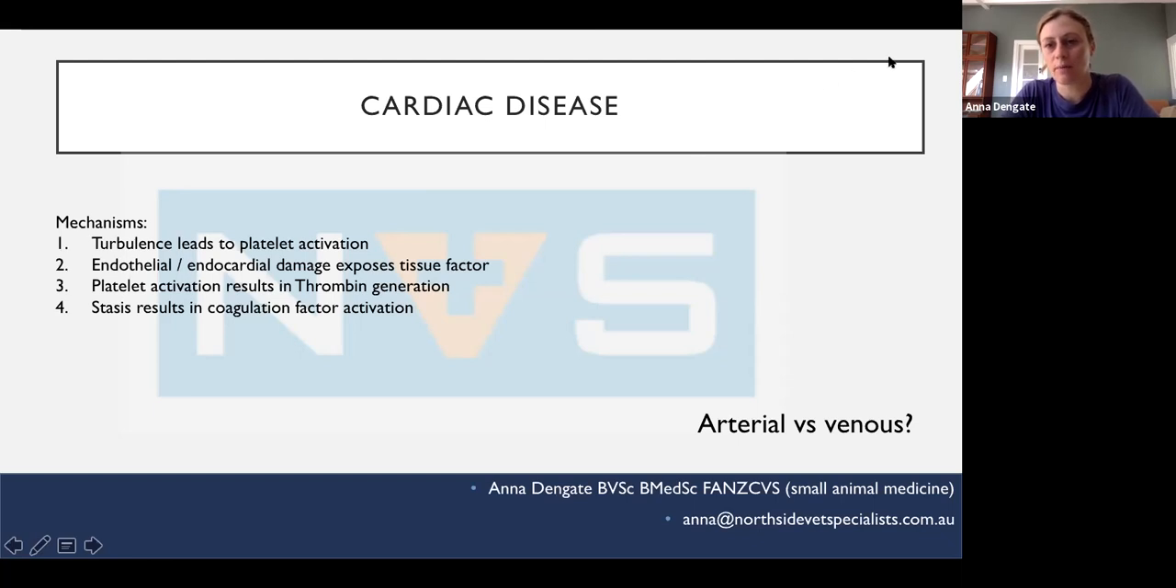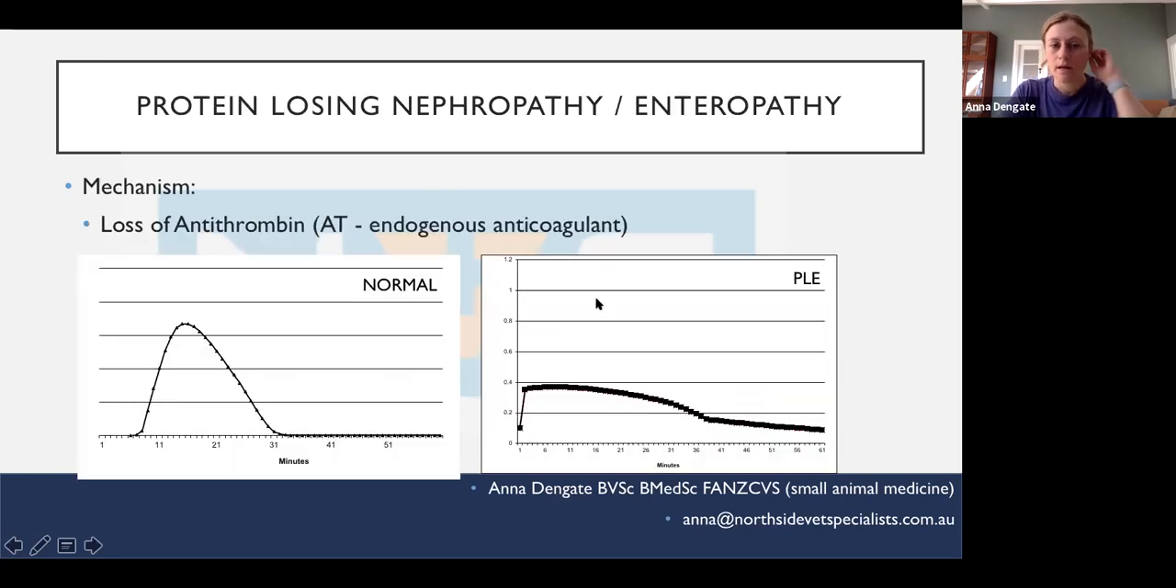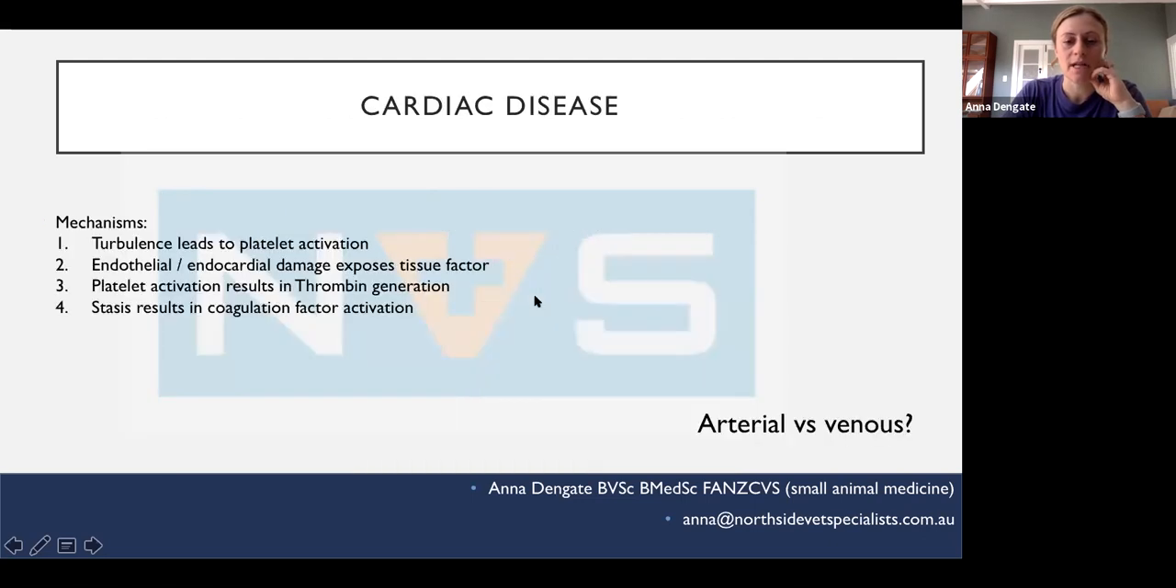And this is obviously more common in cats, but certainly occurs in dogs. And in humans, one of the leading causes of stroke is an association with atriomegaly and stasis. So I will actually just point out here, I've written arterial versus venous.